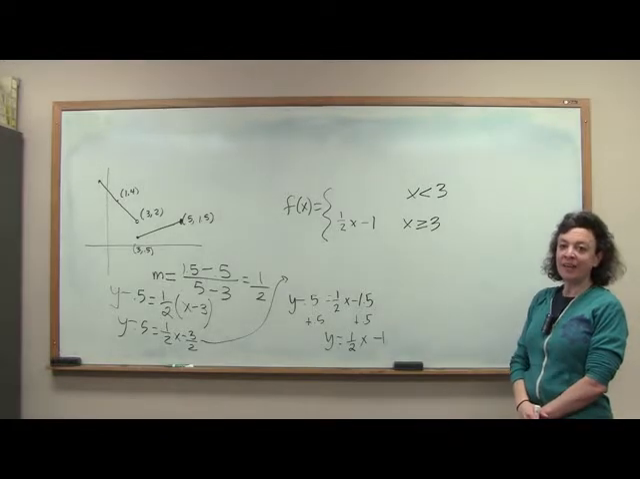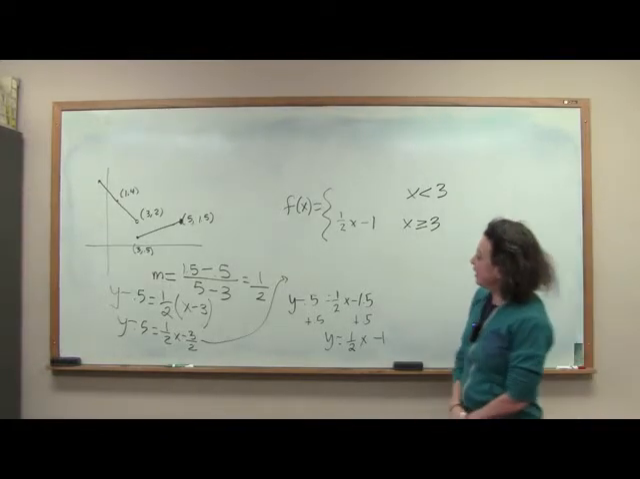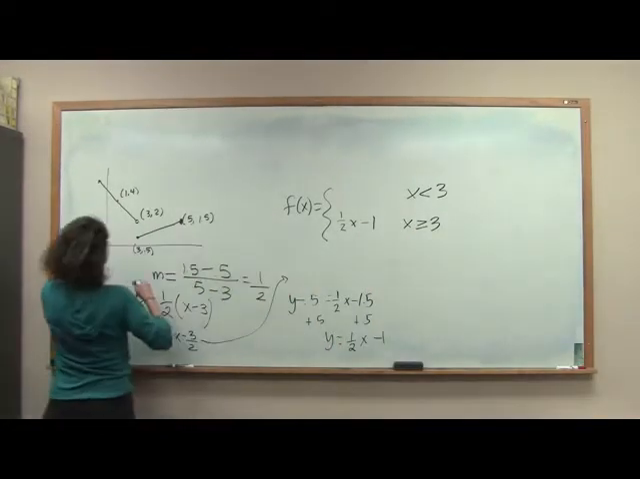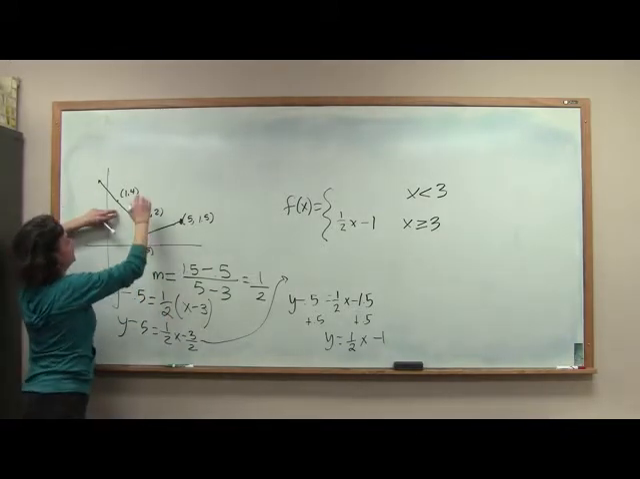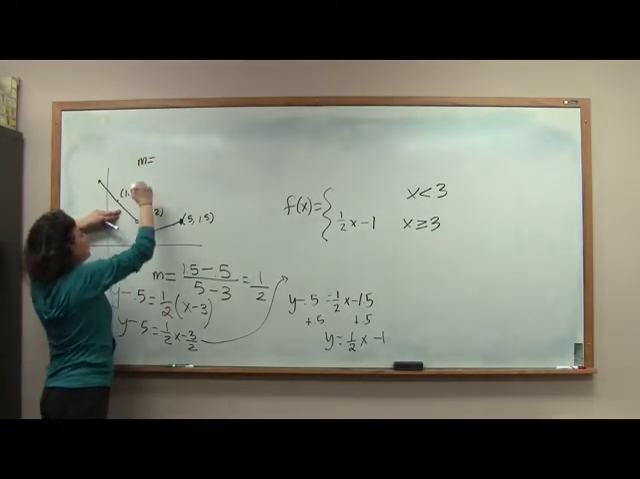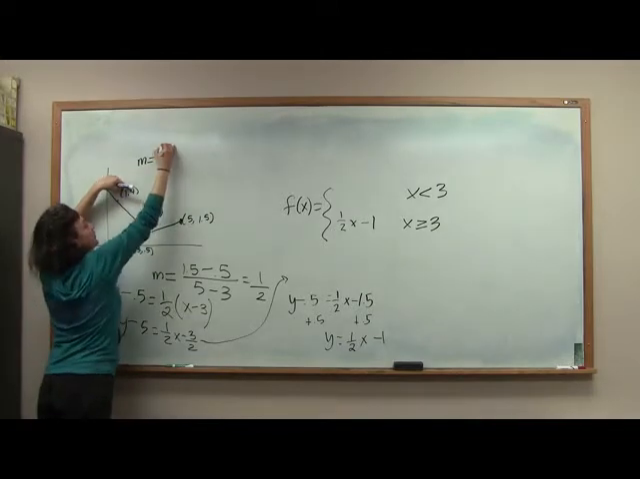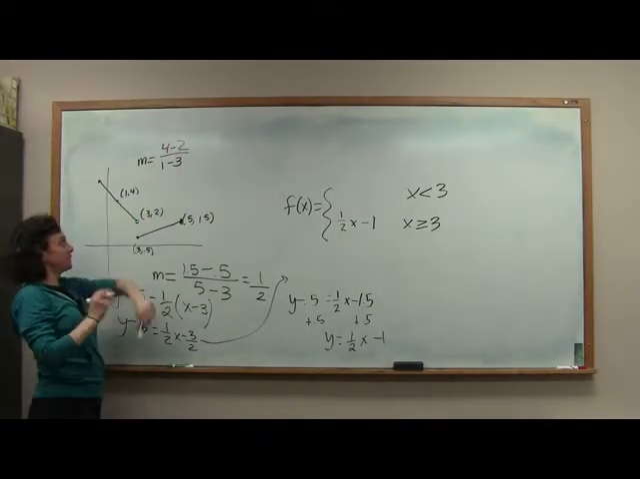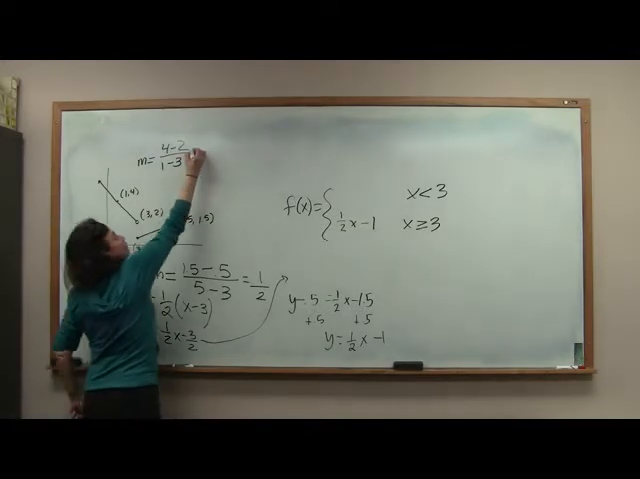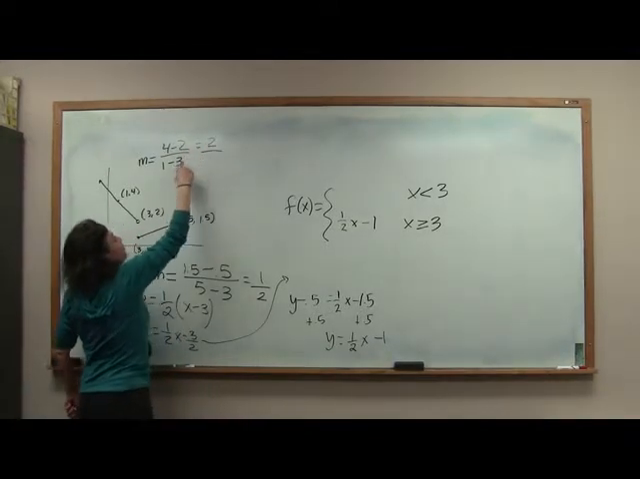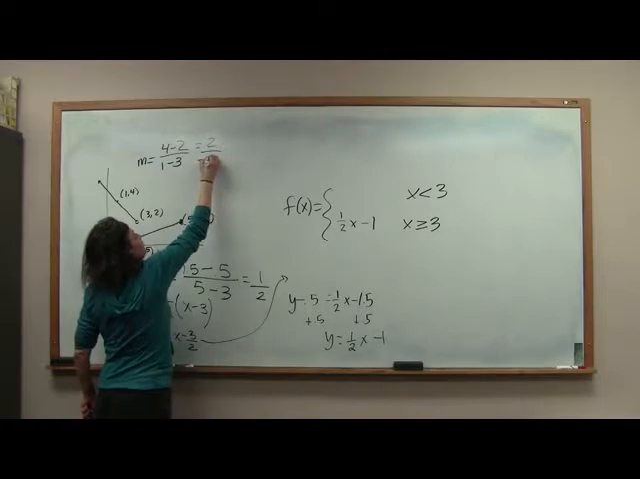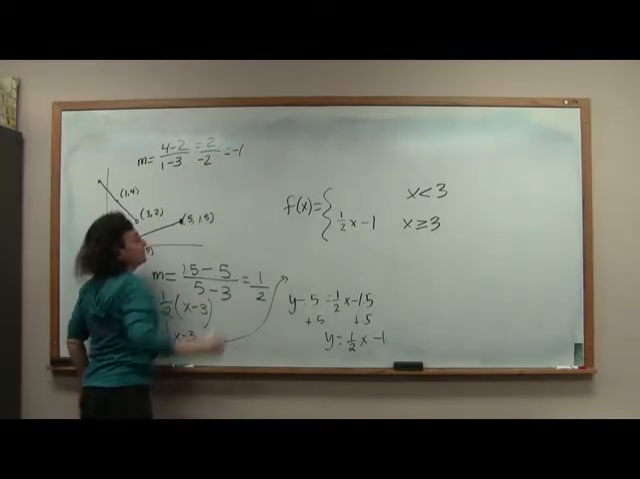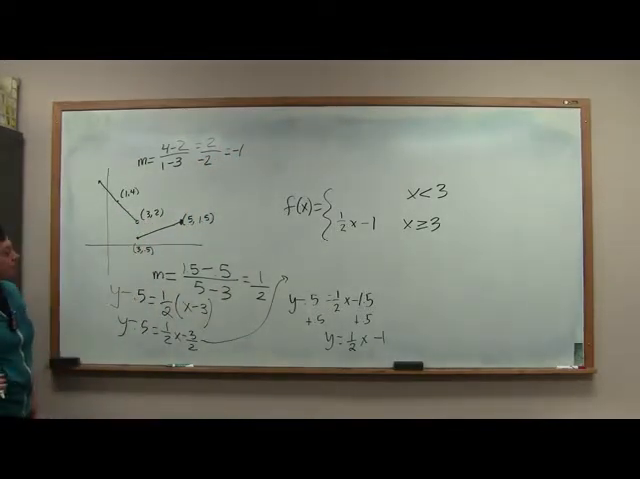Now we get to do the other half. So again, we need to follow the same rules here. We first need to find our slope. Our slope is our change in y values over the change in x values. 4 minus 2 is 2. 1 minus 3 is negative 2. So we have a slope of negative 1.